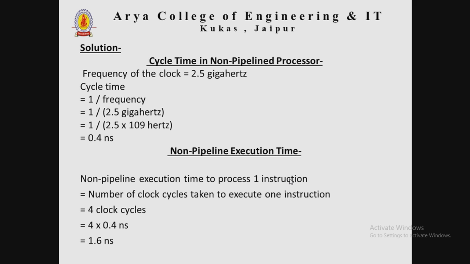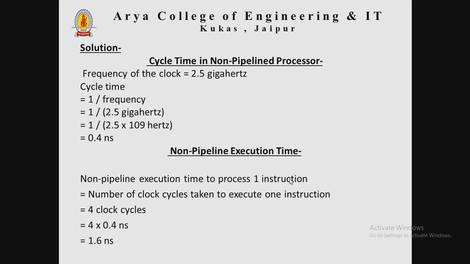First we have to calculate the cycle time in the non-pipeline processor. We are given the frequency of the clock as 2.5 GHz, and the cycle time is 1 divided by frequency, so it is 1 upon 2.5. Putting the value of giga equal to 10 raised to power 9, we get the result as 0.4 nanoseconds.